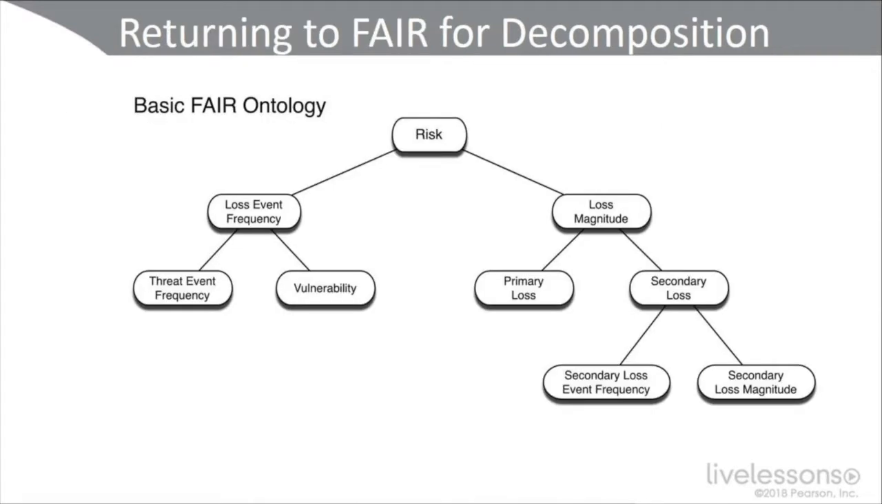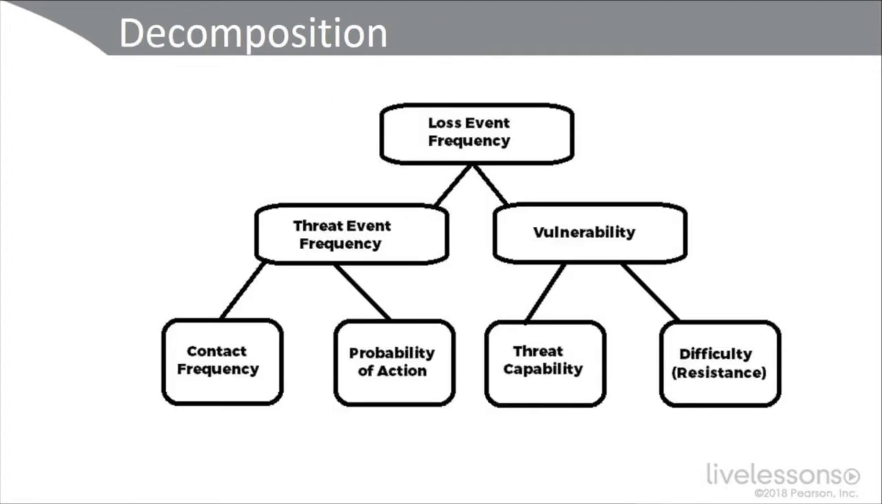Returning to the FAIR ontology, remember, we can deconstruct and decompose areas like threat event frequency and vulnerability by going deeper. We get to our threat event frequency by measurable metrics of contact frequency and probability of action of the attacker. And we can break down and decompose vulnerability by looking at threat capability of the threat agent and our security controls, measured in probabilities or mathematical terms of difficulty and resistance.